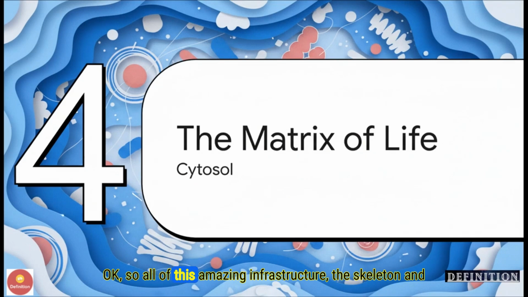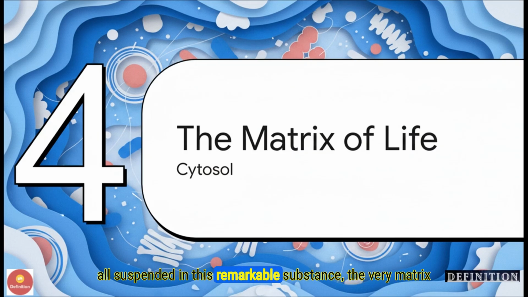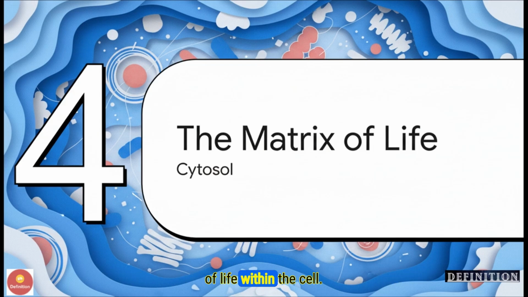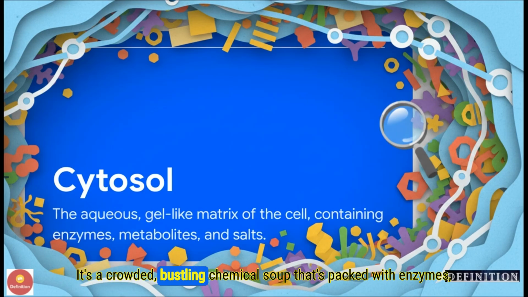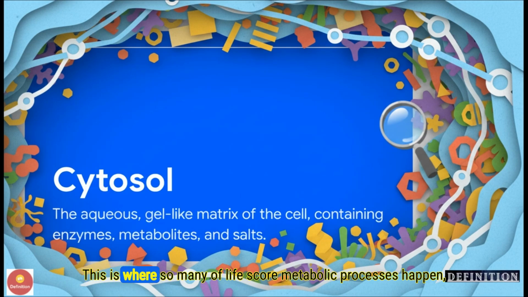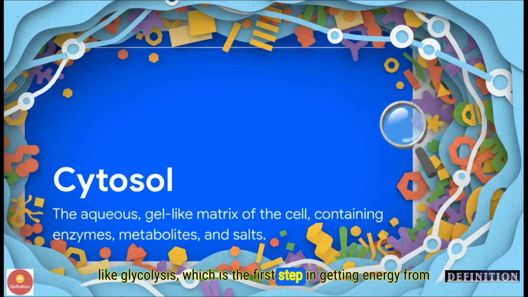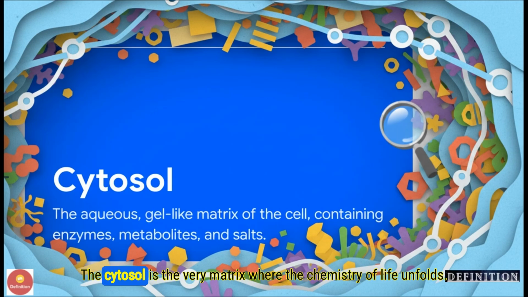Okay, so all of this amazing infrastructure, the skeleton and all the organelles, doesn't just exist in a vacuum. It's all suspended in this remarkable substance, the very matrix of life within the cell. This is the cytosol. It's the gel-like fluid that fills up the entire cell, and it is so much more than just water. It's a crowded, bustling chemical soup that's packed with enzymes, nutrients, and salts. This is where so many of life's core metabolic processes happen, like glycolysis, which is the first step in getting energy from sugar. The cytosol is the very matrix where the chemistry of life unfolds.